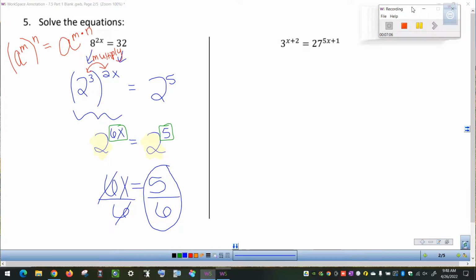All right, and then we have another kind of situation over here on the right-hand side. Let's take a look at our bases at the very start. So notice how we have a base of 3 on the left side. We've got a base of 27 on the right side. So certainly it's not the same base at the very start, but this one is actually going to be very easy for us to get them both to be the same base.